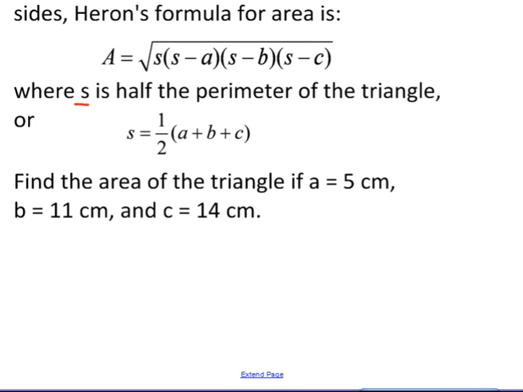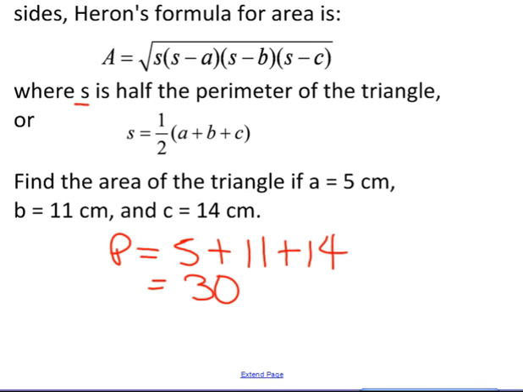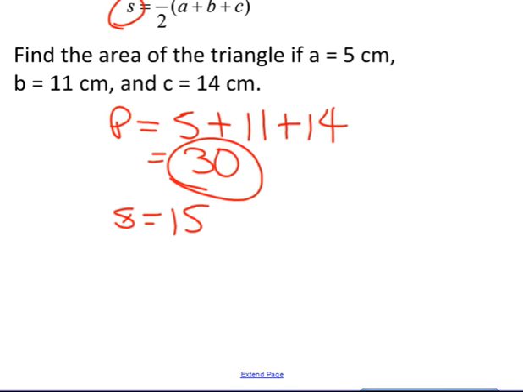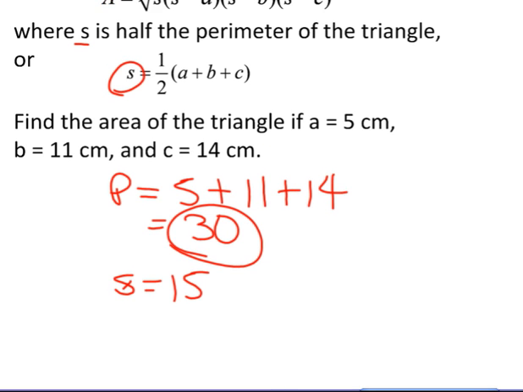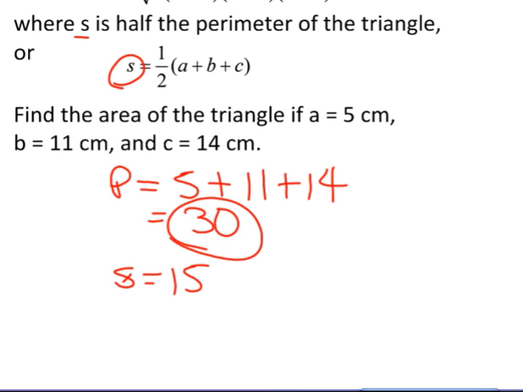So the perimeter, remember, is you add up the sides. You have 5 plus 11 plus 14. 5 plus 11 is 16, plus 14 gives me 30. But S is half of that. So if we take 15 and divide it in half, we get S is equal to 15, and this is not a 5, that's an S. And I know you can't tell the difference between my S's and 5s, I apologize. Try not to use S's.